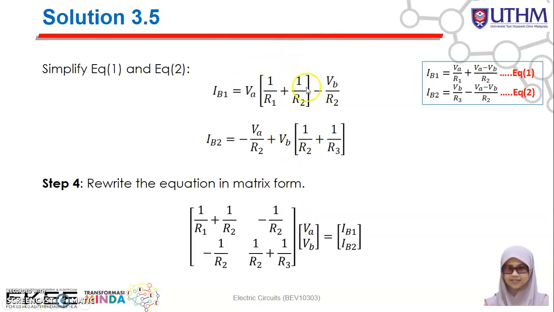So here is the A11. A11 will be equal to 1 over R1 plus 1 over R2. So here is A12. A12 will be equal to negative 1 over R2. For A21, negative 1 over R2. And then A22 will be equal to 1 over R2 plus 1 over R3. Multiply with the two matrix, which is VA and VB, equal to IB1 and IB2. So this is the final answer for the question.